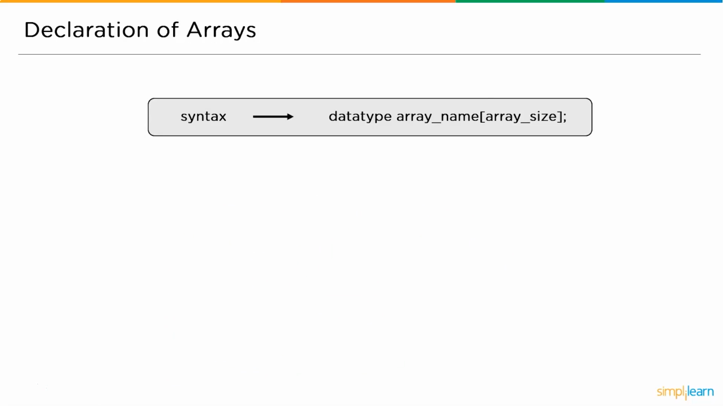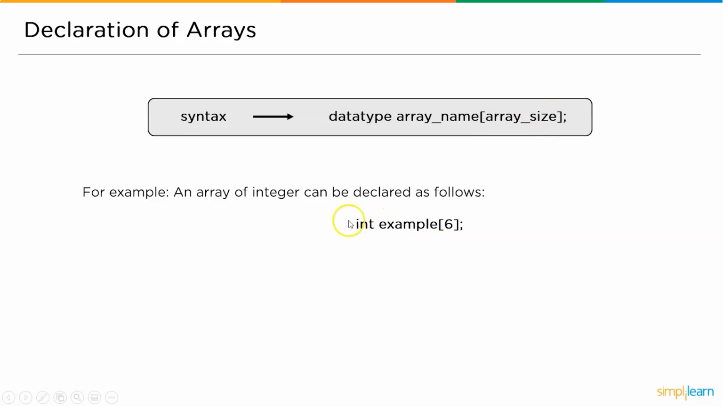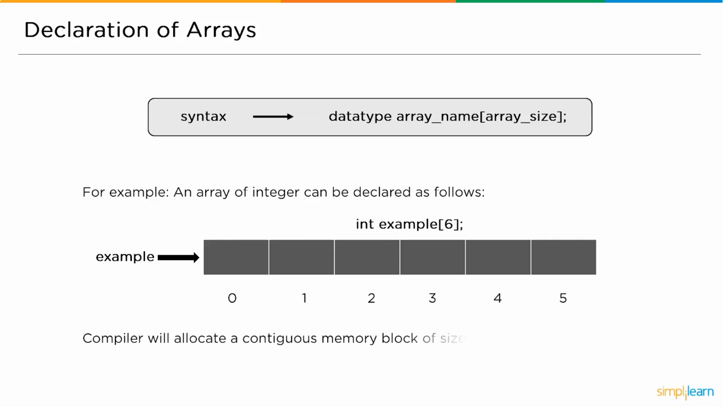Now we have the next stage where we will understand how to declare arrays. The syntax is on my screen. You need to specify the data type of the array, which is integer, float, character, or any selection you make. Followed by that, you need to select an array name, and inside the brackets you need to declare the array size. Sometimes you can also eliminate the array size if you want a dynamic array. Here is an example: integer data type, the name of the array is example, and the array size is 6. So the compiler will allocate a continuous memory block of 6 integer-type blocks.